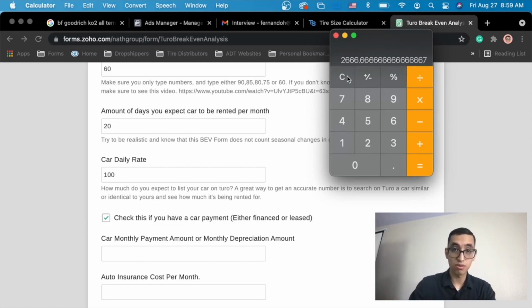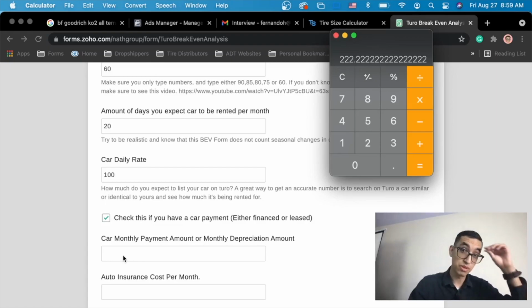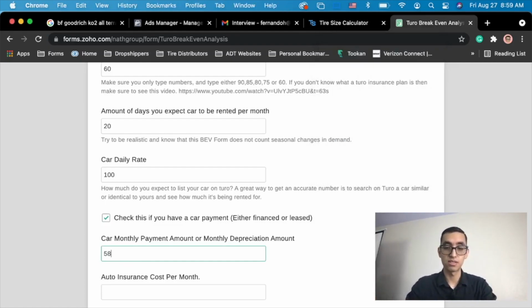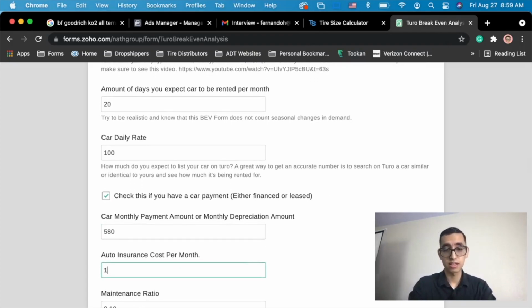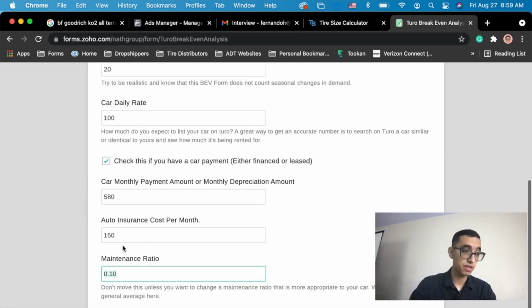If we divide that by 3 years, that's $2,600. If we divide that by month, that's $222. So that's how much I would put right here, $222, because that's the amount I'm depreciating each month. But again, if you're financing your car, it's a lot easier to put the amount you're financing the car for. So in this case, I'm just going to put $580. Auto insurance, again, that should be pretty straightforward, $150. Maintenance ratio, I would recommend not to change this unless your car requires little maintenance, but you do want to make sure you have a reasonable maintenance ratio.